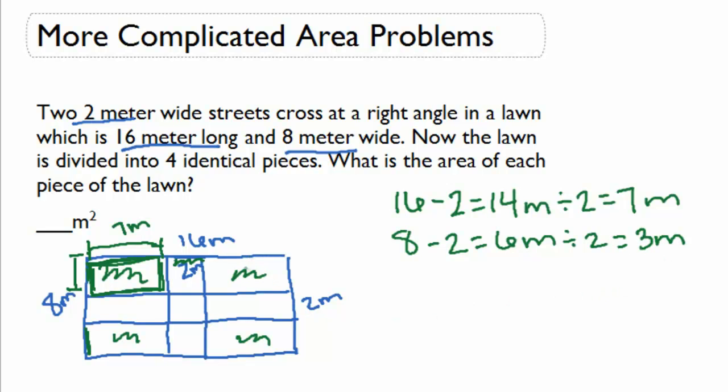Now, if I know that each of my rectangles is 7 by 3, I'm going to multiply 7 meters times 3 meters to find that each one has an area of 21 meters squared. So the area of each piece of lawn is 21 meters squared.